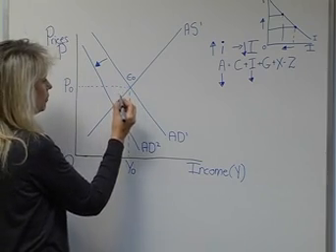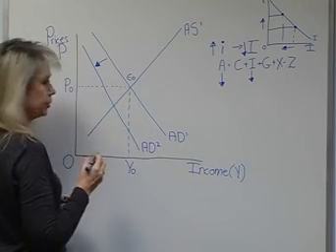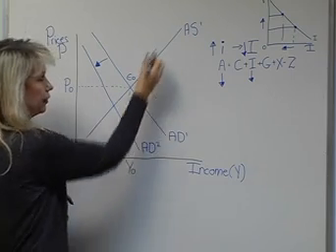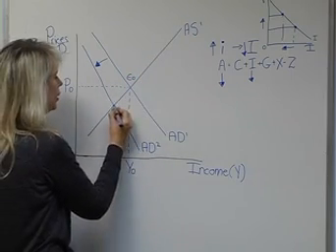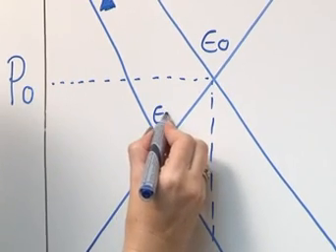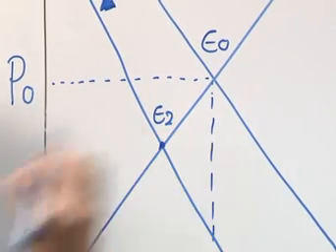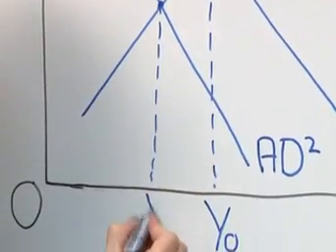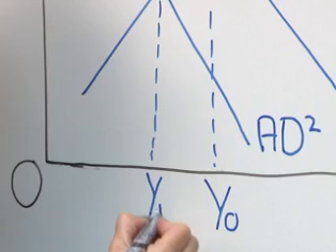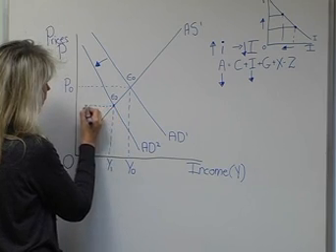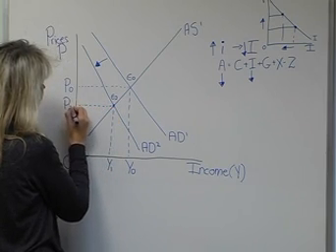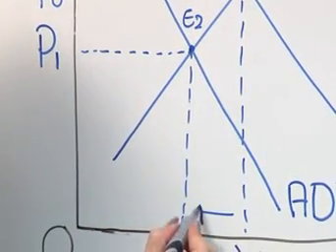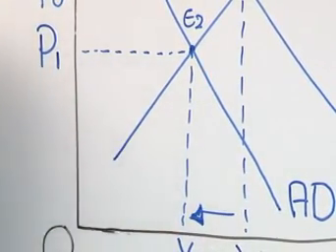Now we have to explain the new equilibrium position, where the new aggregate demand curve crosses the aggregate supply curve. That will be your new equilibrium position, and it will be at a lower income level and a lower price level. So why does this happen? Why does the income level decrease?